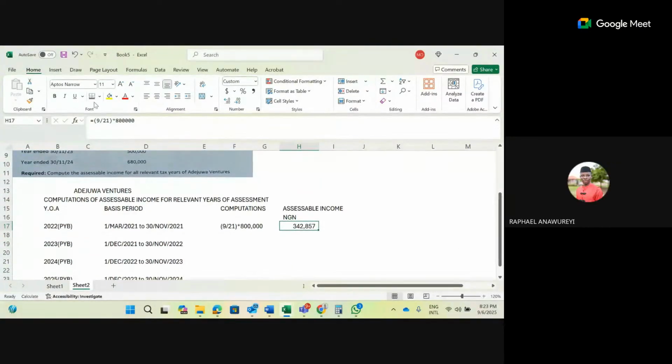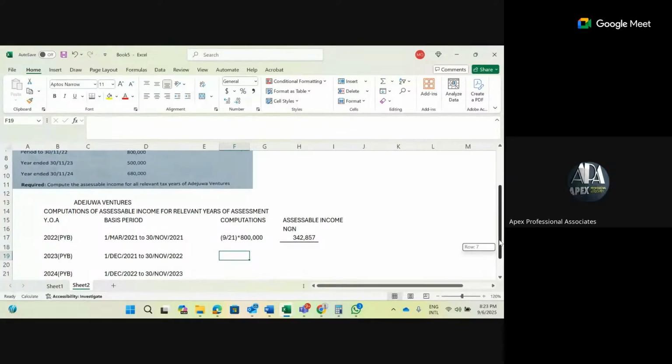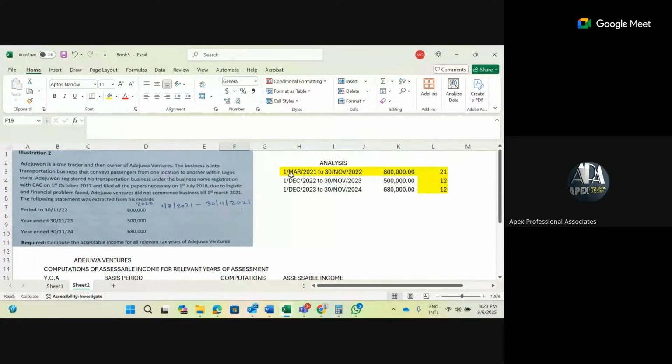342,857, right? 1st of December 2021 to 30th of November 2022. How many months? 12 months. It's 12 calendar months. But where are you going to get the profit? You are going to get the profit from 1st of March 2021 to 30th of November 2022, which is also 21 months.